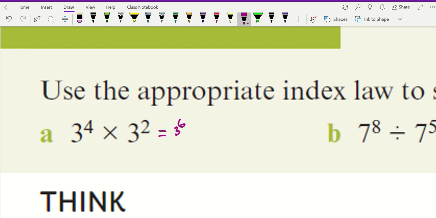So remember, 3 to the power of 4 is 3 multiplied by itself 4 times, multiplied by 3 multiplied by itself 2 times. So if I want to think of it in expanded form, 3 times 3 times 3 times 3, that's this bit here. Then I'll just put the times there and then 3 times 3. And so you can see that this is also like saying 3 to the power of 4 plus 2, which is 3 to the power of 6.